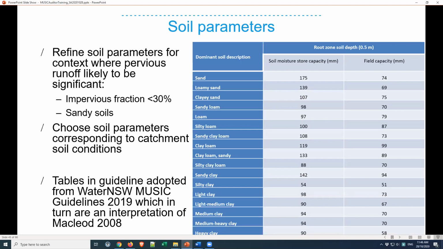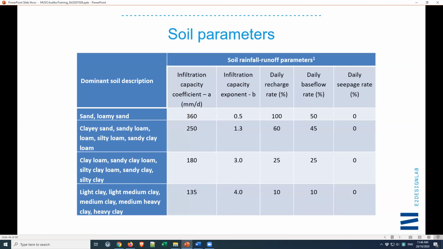There is scope, if you're not happy with just using the defaults, and I'd particularly commend this for very pervious catchments, for people with sandy coastal soils and the like, that you do want to think about changing the soil parameters and adopting something representative of those soils. And what we've offered in the guidelines as a way to do that is basically the soil parameters developed by Andrew McLeod back in about 2008, based on different soil types and what the soil moisture storage capacities and field capacities should be. And then there's also some guidance in that on what the other corresponding parameters are.